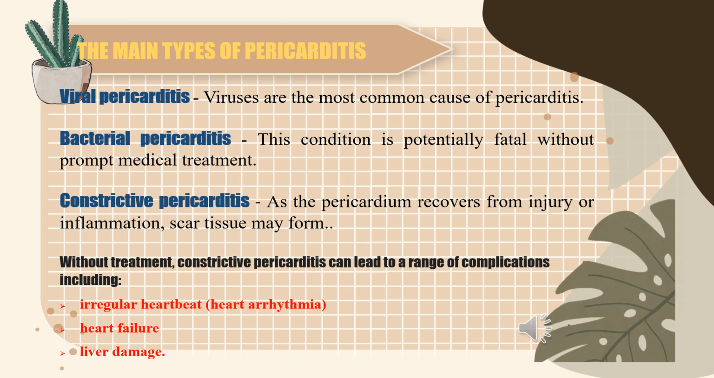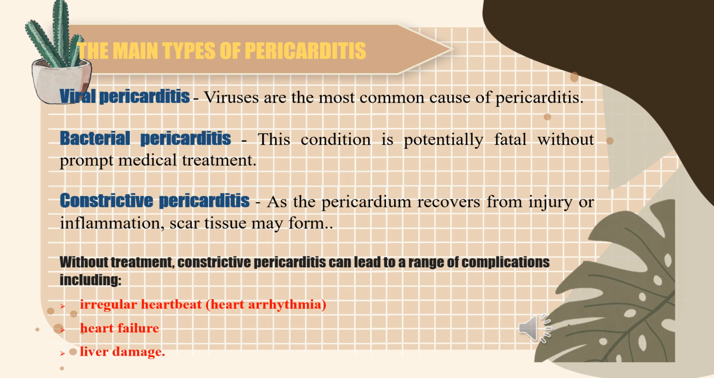Next, bacterial pericarditis. This condition is potentially fatal without prompt medical treatment. Most cases of bacterial pericarditis are triggered by infections somewhere in the body. For example, a person with pneumonia, a lung infection, may be vulnerable to bacterial pericarditis if the bacteria access the pericardium directly or via the bloodstream. Next, constrictive pericarditis.